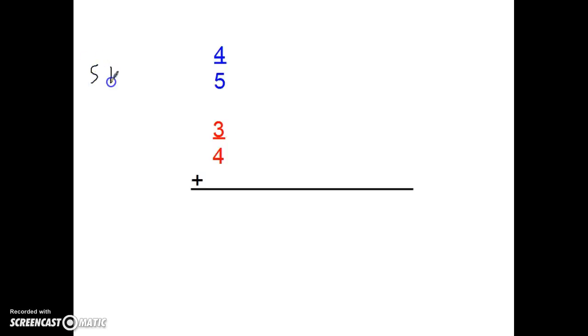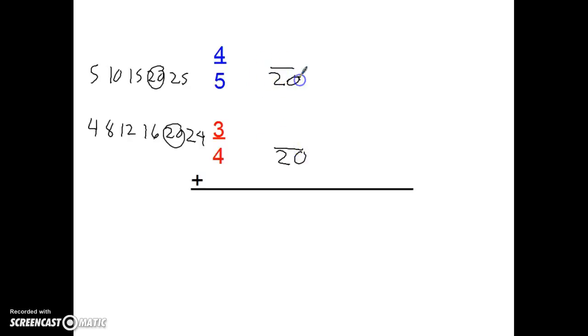So I count my 5s: 5, 10, 15, 20, 25. I count my 4s: 4, 8, 12, 16, 20, 24. And I notice that 20 is the least common multiple. So I want to change both of my fractions so I get a 20 for my denominator.